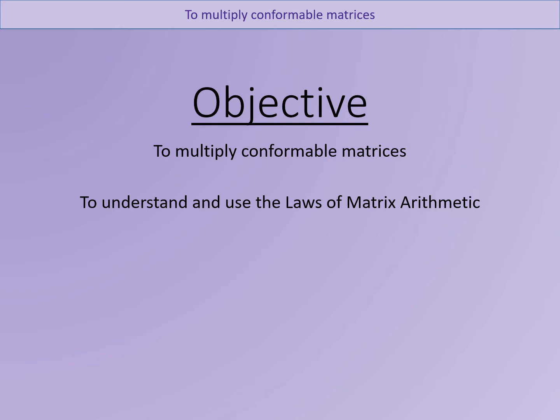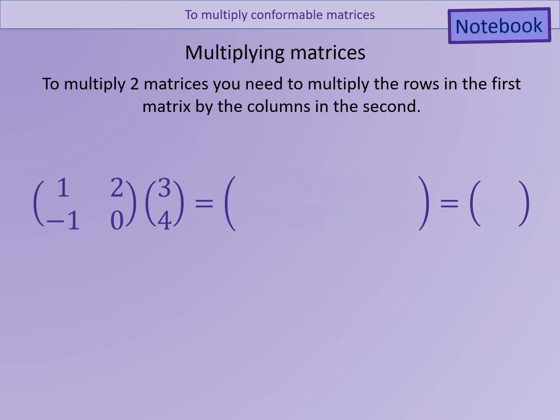Today you will learn how to multiply conformable matrices and understand and use the laws of matrix arithmetic. Let's take a look at how to multiply matrices. To multiply two matrices, you need to multiply the rows in the first matrix by the columns in the second.